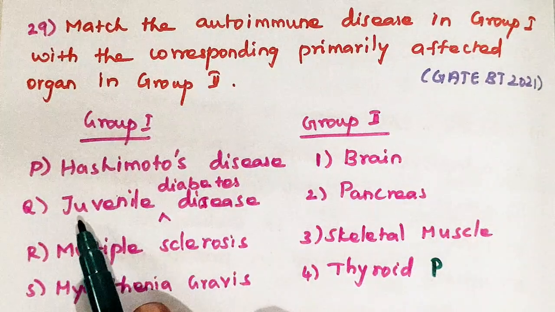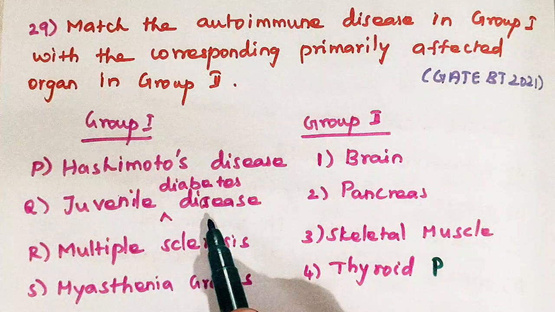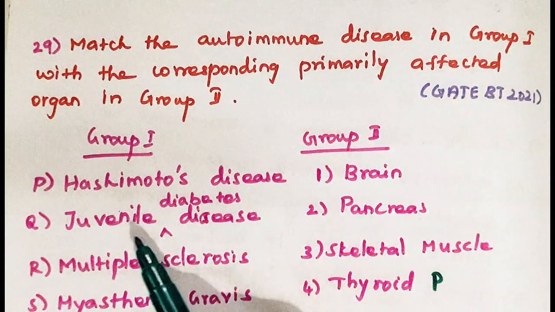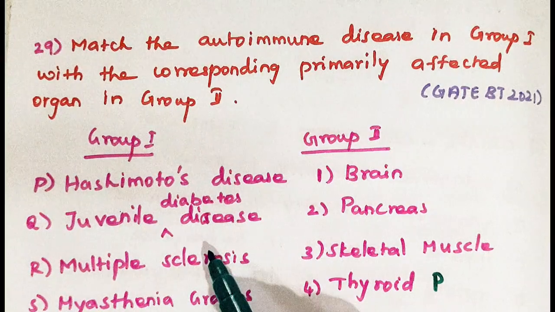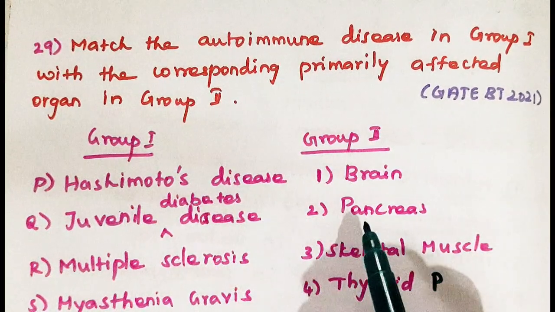The next one is juvenile diabetes disease. Juvenile diabetes is type 1 diabetes or insulin dependent diabetes. So in juvenile diabetes, the pancreas makes little or no insulin. So this will affect the pancreas.